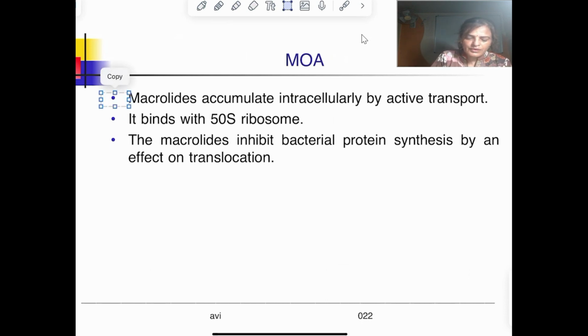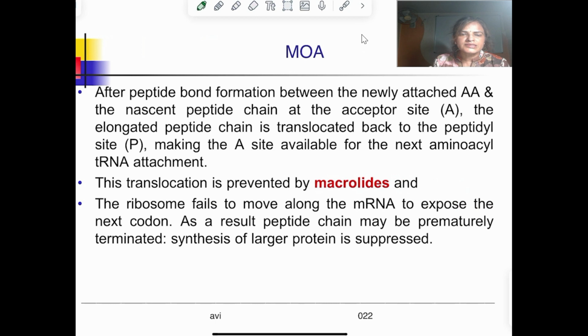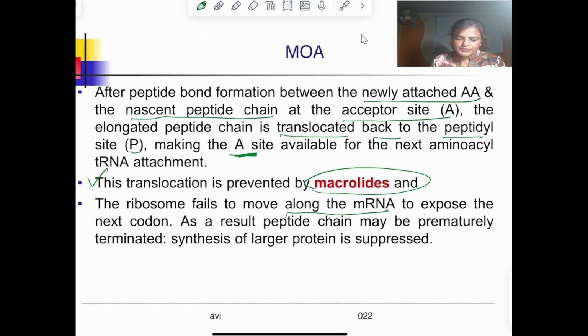Macrolide, the first I have told already, intracellularly binds with this, then it is going to inhibit bacterial protein synthesis. What step? After the peptide bond formation between the newly attached amino acid and the nascent peptide chain at the acceptor site, the elongated peptide chain is translocated back to the peptidyl site, making the A site or acceptor site available so that the next amino acid transfer RNA gets attached to this. Now this translocation is blocked by macrolide. The ribosome fails to move along the messenger RNA to expose the next codon. So the peptide chain is terminated and synthesis of the protein is suppressed.